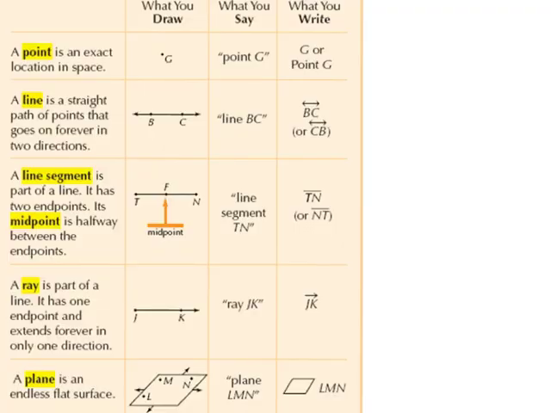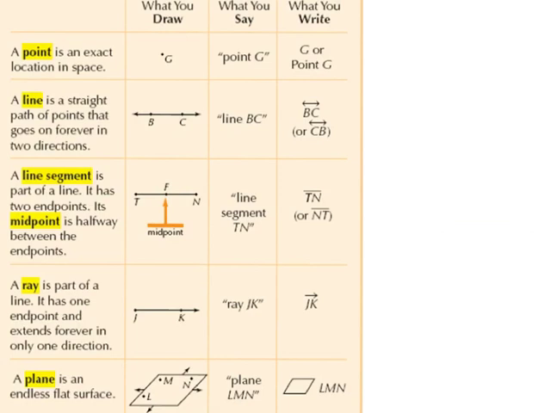Okay, so here are very detailed explanations. A point is an exact location in space. And then you see at the top it says what you draw would be a little dot and then say a letter G. You would say this as point G, and what you write is G or point G.